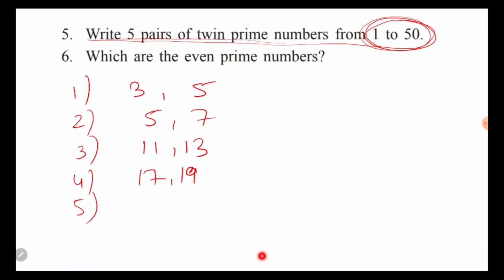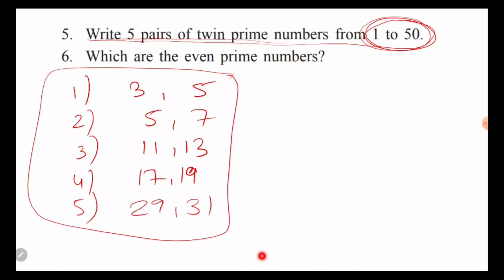Fifth one will be 19 and 21 नहीं हो सकता, 21 table में आता है. 23 and 25 also cannot be. 25, 26, 27 भी नहीं होगा. 28, 29 and 31. So 29 and 31 will be the fifth pair from 1 to 50. Okay, so this is your whole answer. इसमें आपको कुछ भी नहीं करना है, मैंने पूरा solve करके दे दिया.